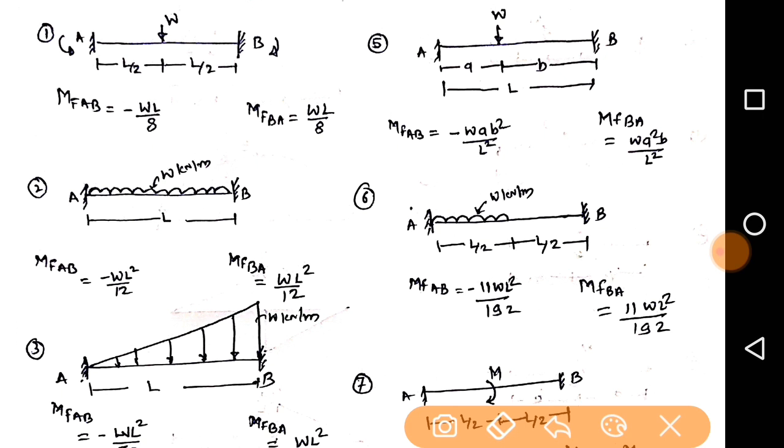What happens when the UDL is acting on half the span? In the previous cases we saw the central W and the eccentric W. Similarly, when the UDL is acting on half of the span, from the left side or right side, whichever side, the first moment will be negative, that is 11 WL square divided by 192, and the second will be plus WL square divided by 192. Remember, this is also an important formula. When UDL is acting on a particular half span of the beam, suppose your AB span is carrying UDL up to the half span, what will be the fixed moment?